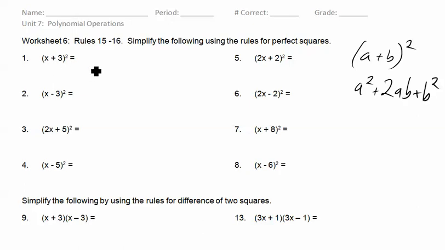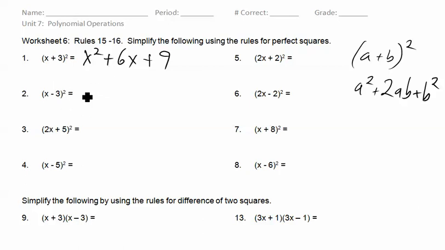So we have x, that's a, so we're just going to do x squared. And we're going to go 3 times x times 2. So that's 6x. And then b squared is 9. It's only different when there's a subtraction here, because this sign here changes.